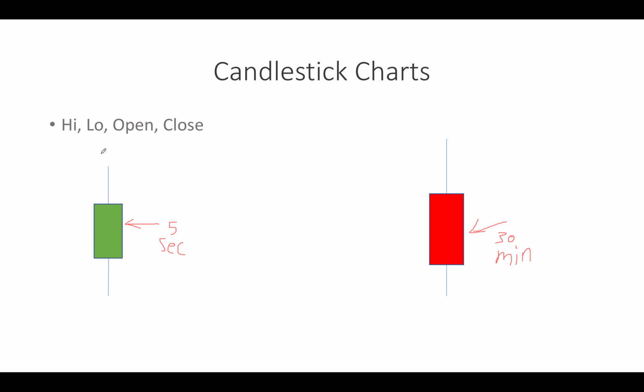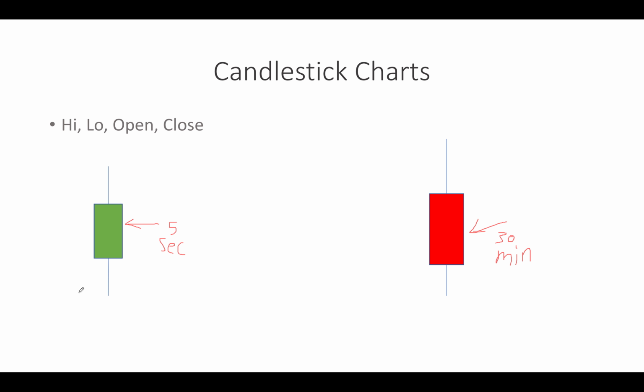This could be 11:30:30 to 11:31. Oh, no, less, 11:30:35. So that's 5 seconds, and that's 30 minutes. Different time frames, so they represent different things. Now, the way to read a candle is very good to know. It's actually essential to know.